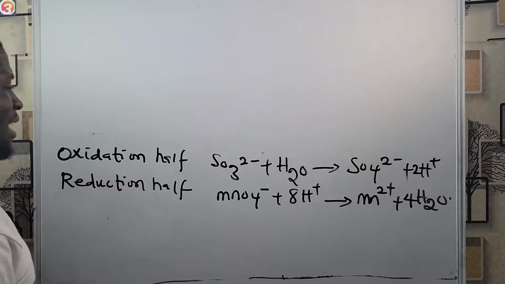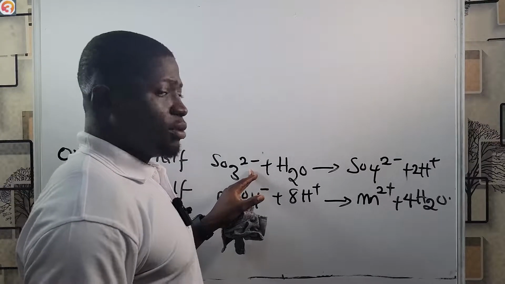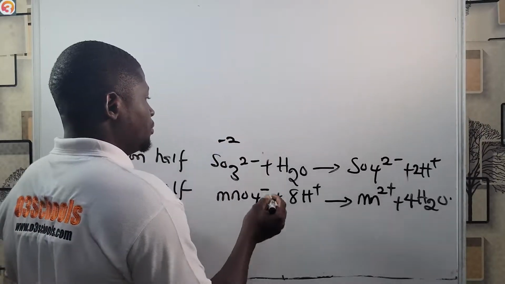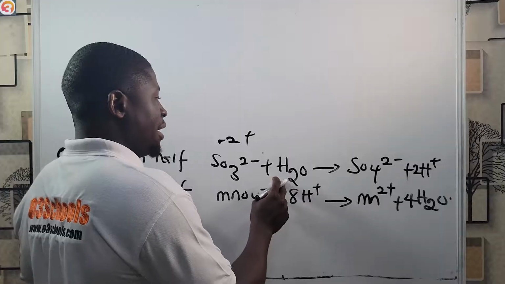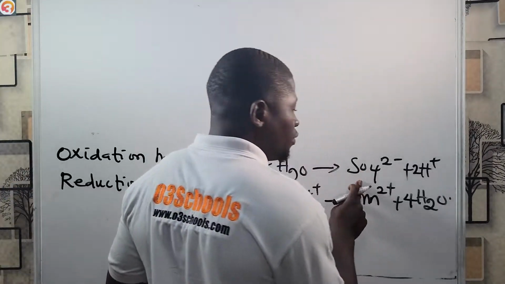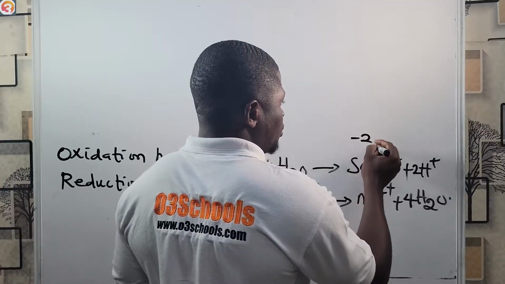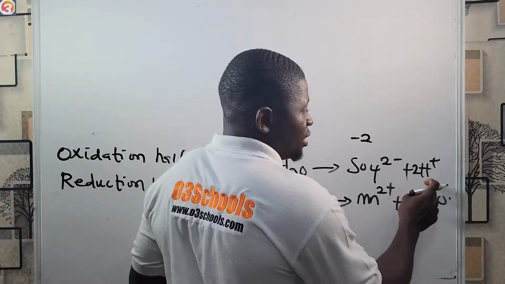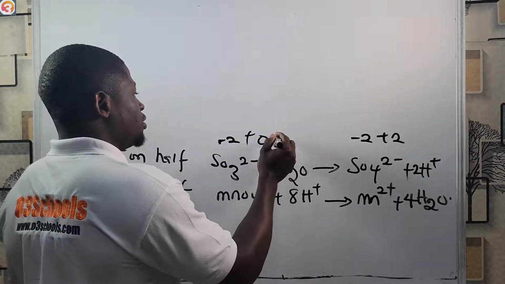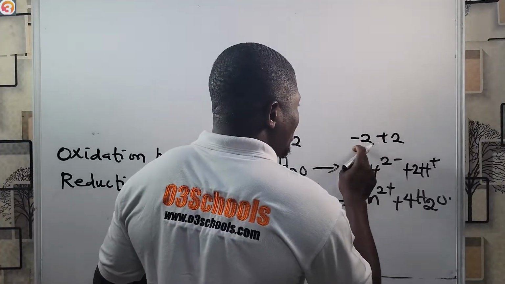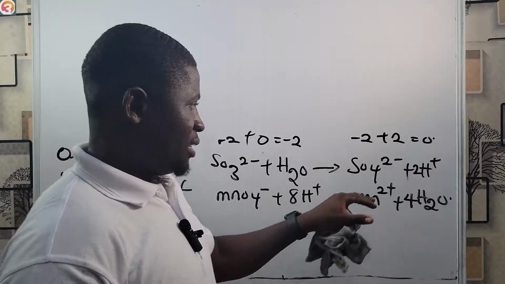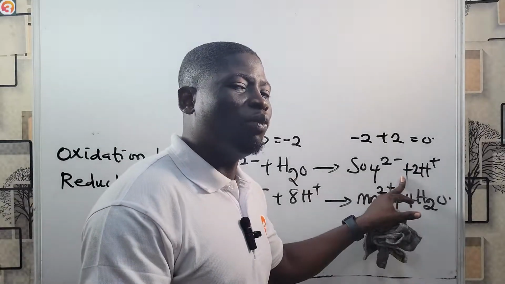Okay, now let's calculate. SO3 has 2- here. That means the charge on SO3 here is -2. Then plus the charge on H2O is 0. Now the charge on SO4 2- here is -2. The charge on hydrogen ion here is +2. So the total charge here is -2 plus 0, which is -2. While here is -2 plus 2, which is 0. The more positive side is this side.